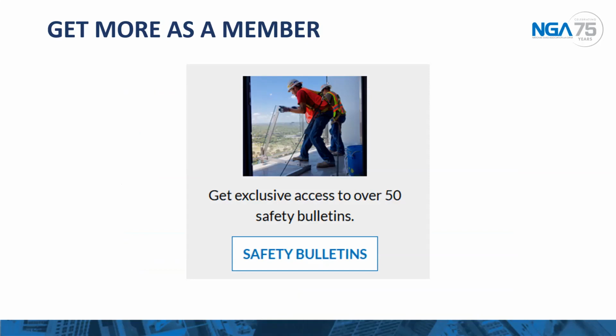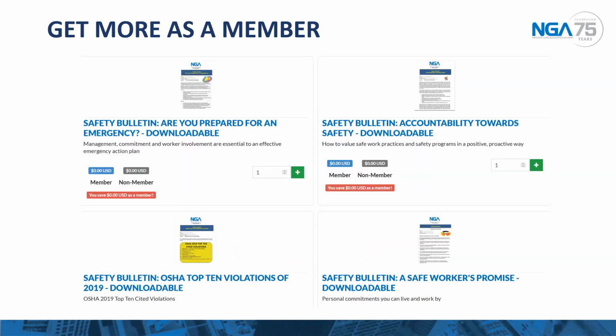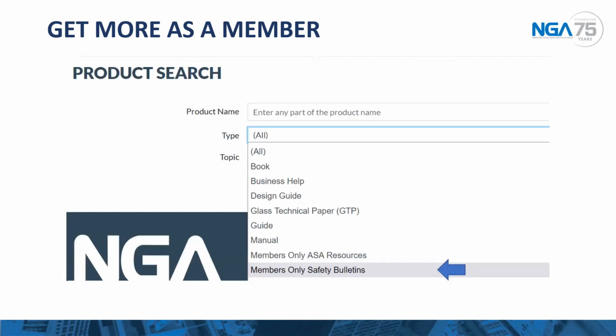NGA has partnered with Safety Consulting, Inc. to curate 50 safety bulletins that address training, and all of which satisfy OSHA's training requirements. Many are also customized specifically to address the glass and glazing industry. These are also available within NGA's online store by selecting the members only safety bulletin from the product type drop-down menu, as shown here.